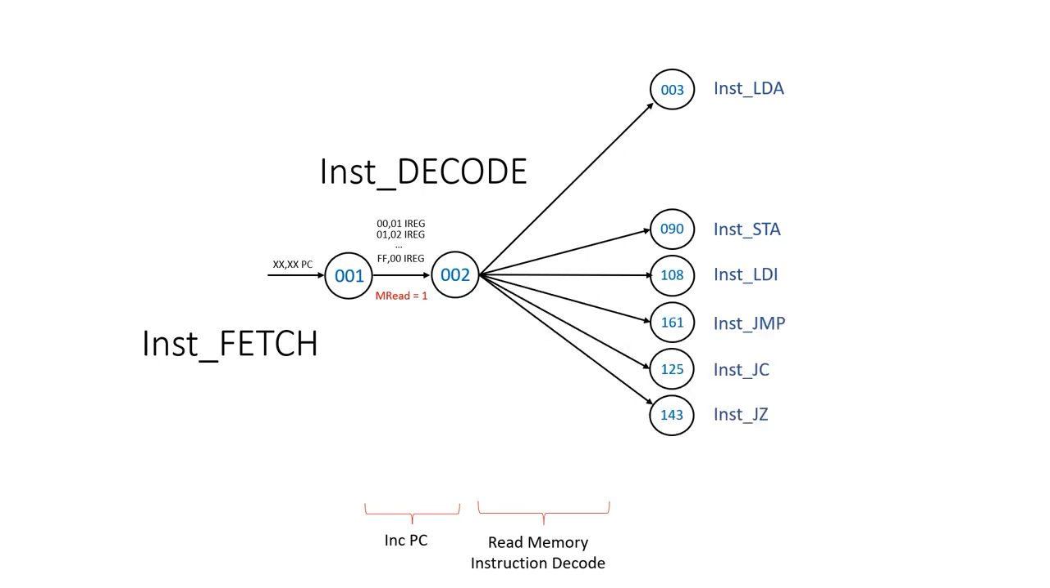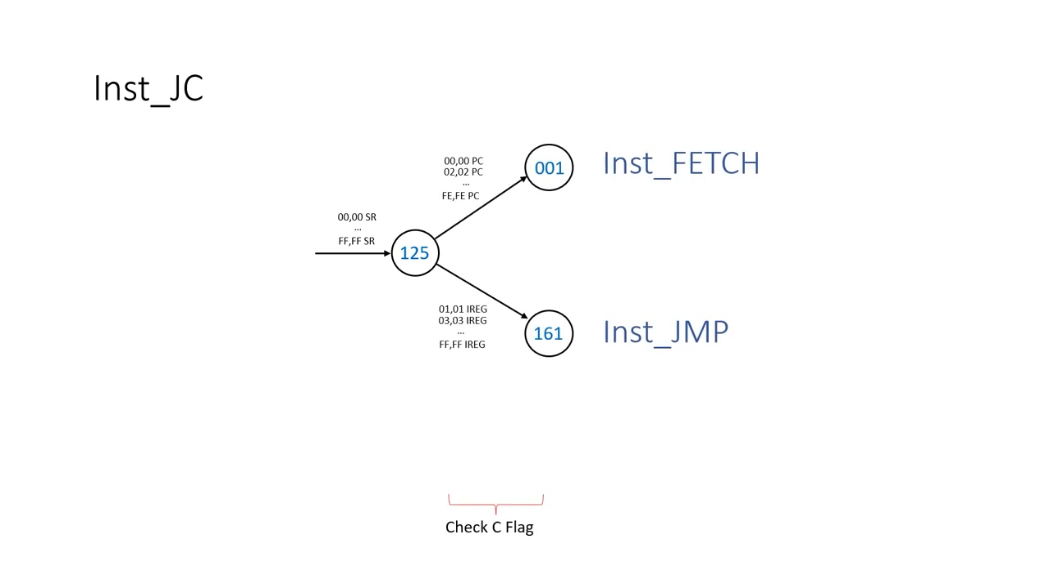Now let's have a look at the jump instructions and see how much code we can reuse. For jump carry and jump zero, I want to enter the state machines with the notepad register pointing to the status register variable. I read it, check the bit I'm interested in, then select either fetch or jump as my next state. If bit 0 of the status register variable is clear, then I go to fetch. But if it's set, I go to jump. This is how we do a conditional branch.